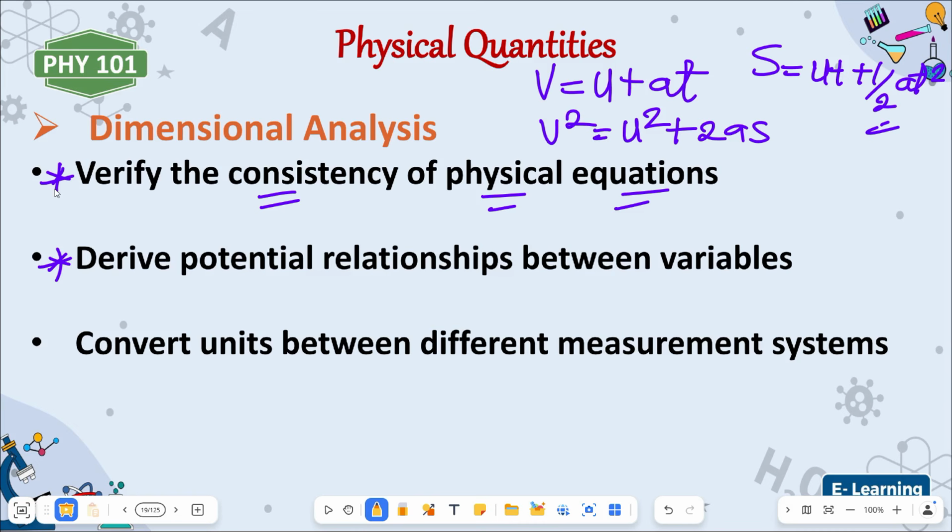And then the last one is to convert between different measurement systems. Units between different measurement systems. For instance, you know that we could have force as Newton meter, and we could also have force as kg meter per second squared. How do you convert between these? You use the idea of dimensional analysis. So, one is to verify the consistency of physical equation. Two, to derive the potential relationship between variables. Three, to convert units between different measurement systems.